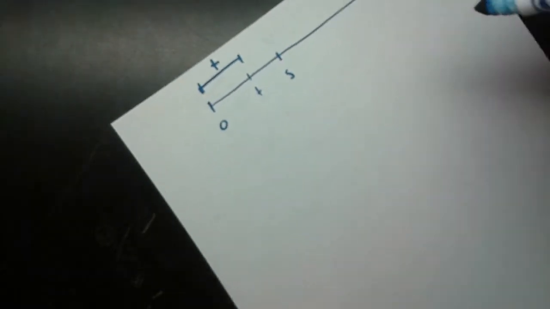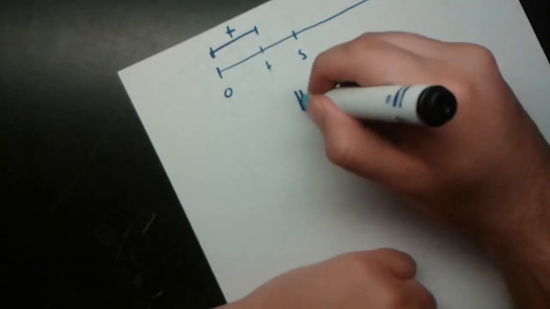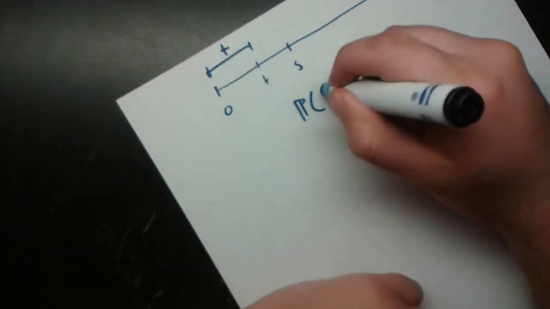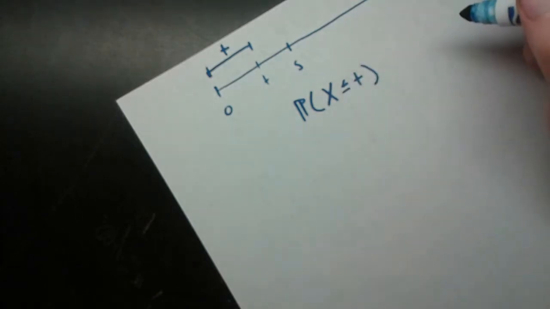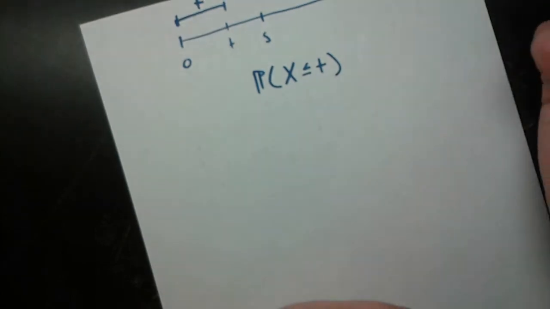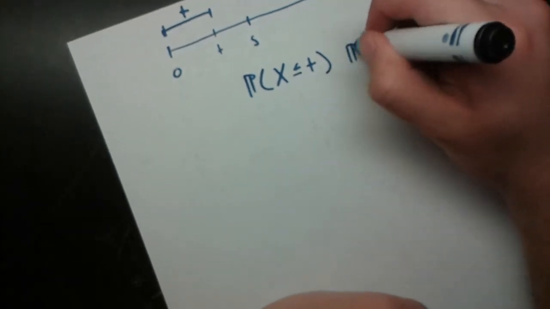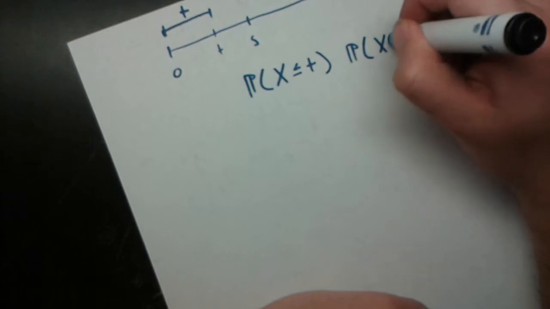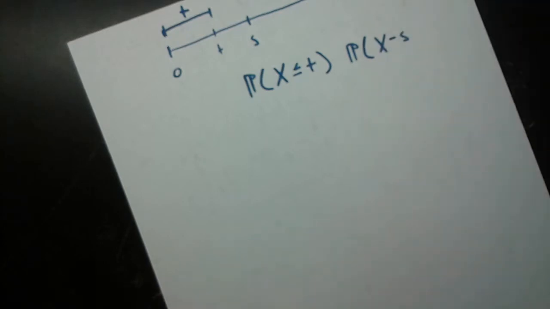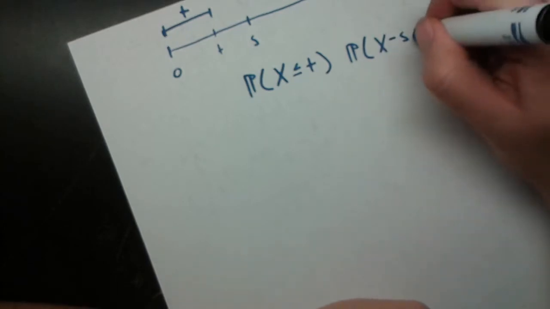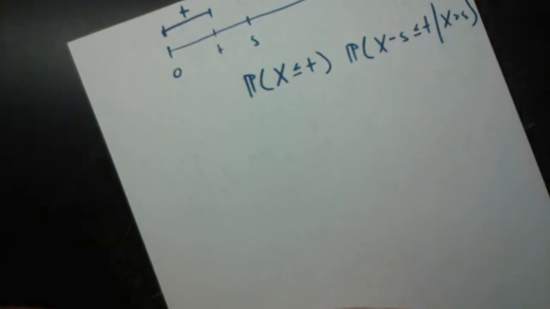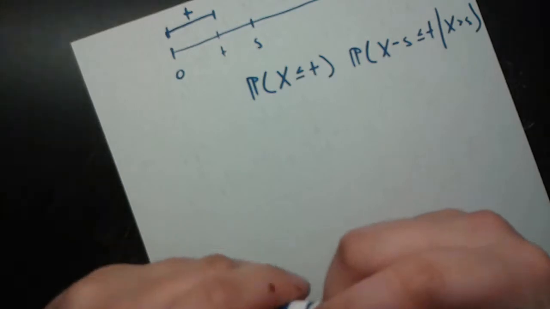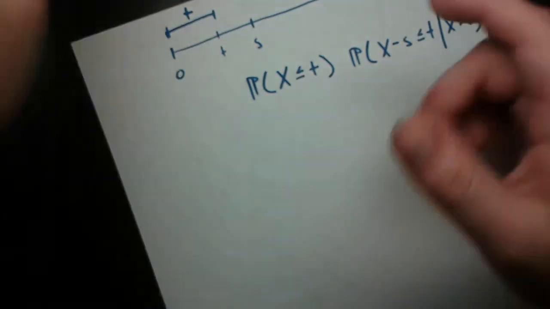So we're going to consider two probabilities. First is the probability that x is less than or equal to t. And the second probability we'll consider is a conditional probability, so make sure you're familiar with this: the probability that x minus s is less than or equal to t, given that x is bigger than s. Now this looks a little bit strange, maybe intimidating at first, but let's just go through what it means. What is the first one?